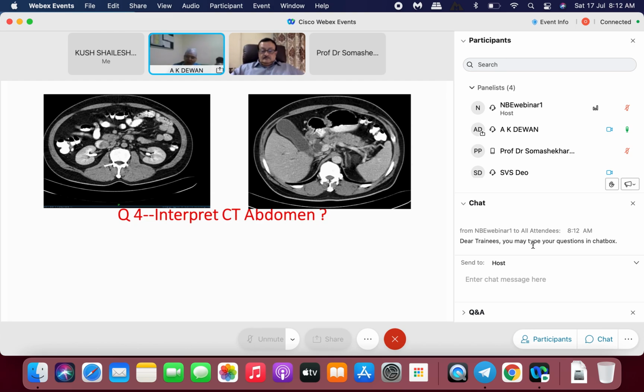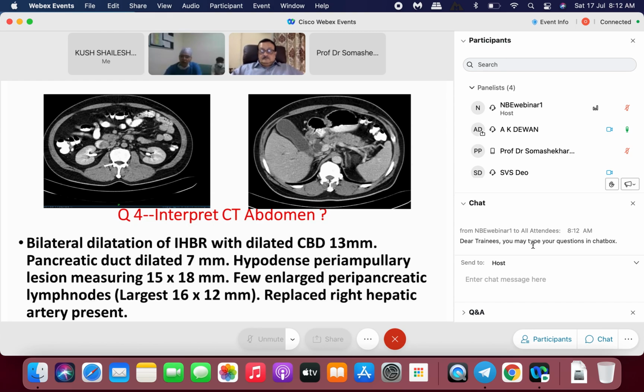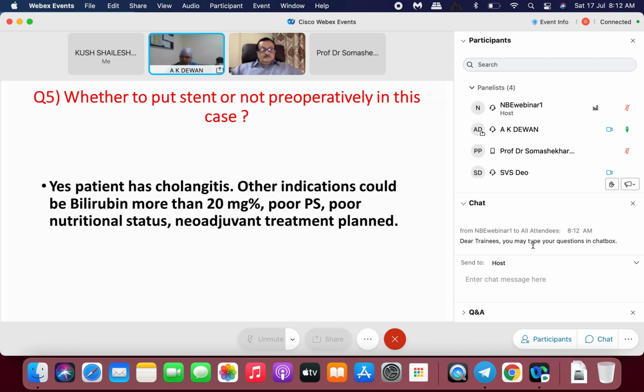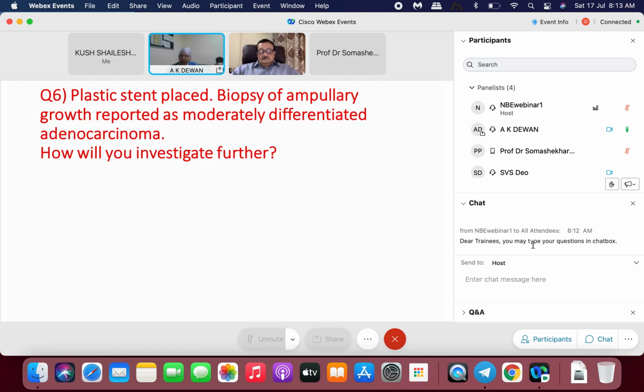They might show you a CT scan finding, a CT scan film. This could be a standalone station for OSCE also. Interpret the CT scan. You have to just describe whatever you can see, and whether to put a stent or not pre-operatively in this case, justify that if you say yes. The other indications could be bilirubin more than 20 milligram, poor performance status, poor nutritional status, or neoadjuvant treatment has been planned. Plastic stent has been placed, biopsy is moderately differentiated adenocarcinoma.